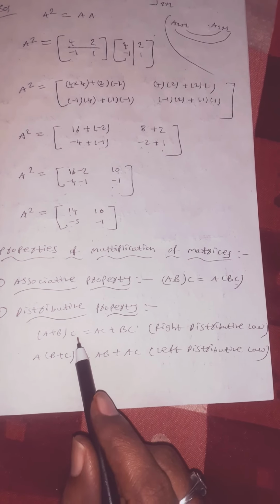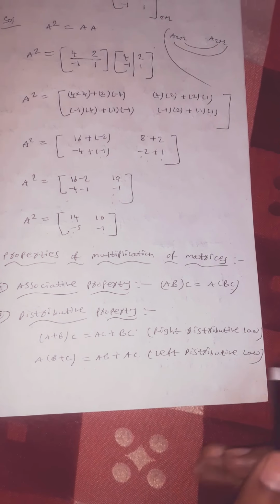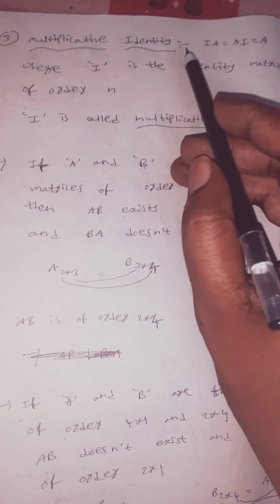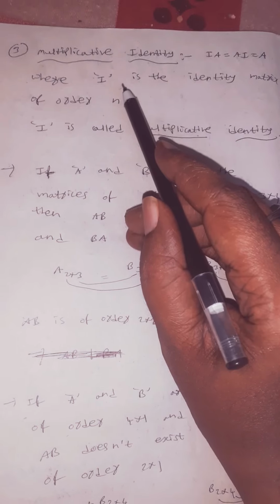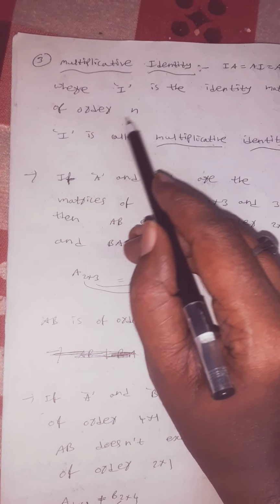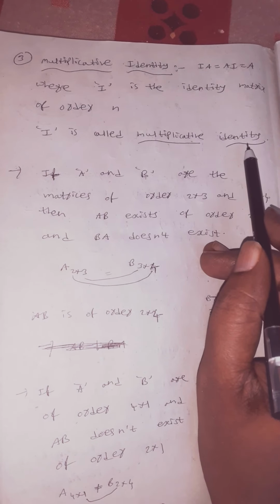Here we are sending C inside. Here we are sending A inside. So this is the left distributive law. Multiplicative identity. Next one: IA is equal to AI is equal to A, where I is the identity matrix of order n. So I is called the multiplicative identity.